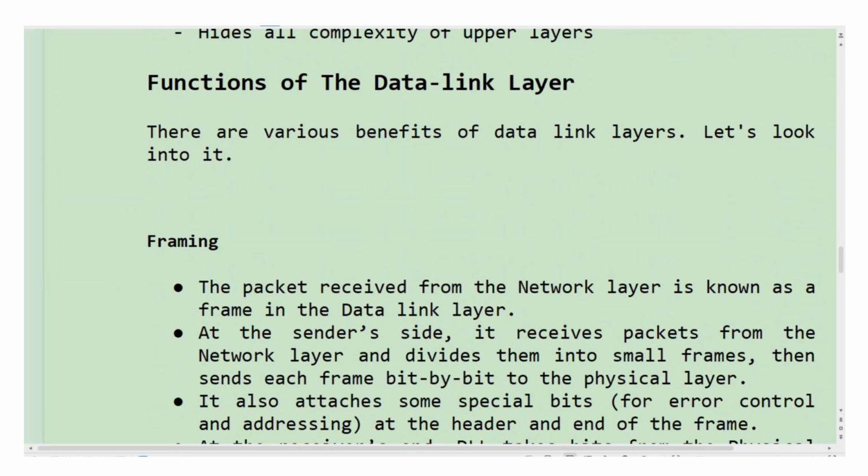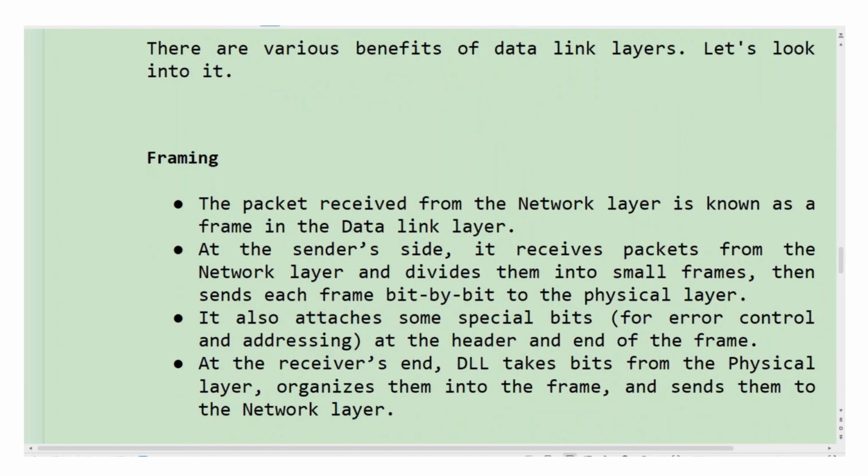Error control. Data can get corrupted due to various reasons like noise, attenuation, etc. So it is the responsibility of the data link layer to detect the error in the transmitted data and correct it using error detection and correction techniques respectively.